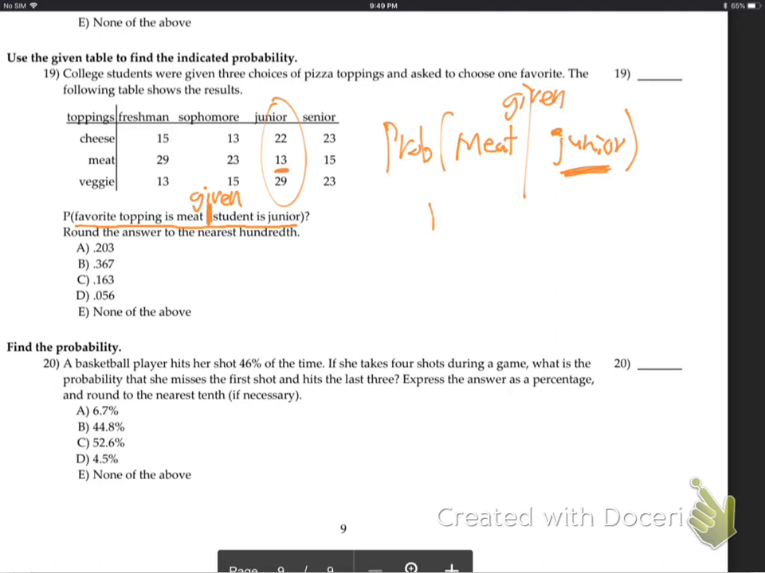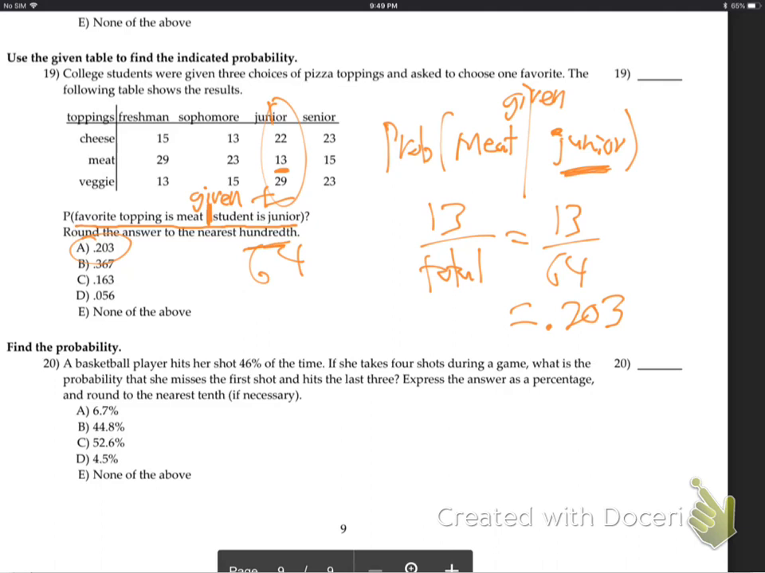Well, the meat lovers are 13 over whatever the total is. 13 out of whatever these add up to be total. What is that? 12, 14, 1, 3, 4. Is it 64? 30, 43, 42, 52, yeah, 64. 13 out of 64. So if we divide that on your calculator, 13 divided by 64, we get 0.203. Answer A. There it is, 0.203. Approximately, rounded to the nearest hundredth. Actually, that's rounded to the thousandth, isn't it? Whatever. Good enough. There we go.